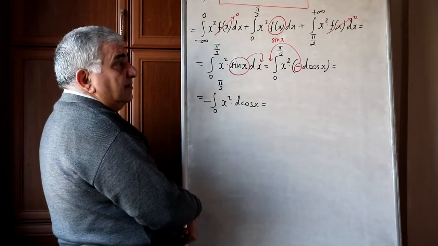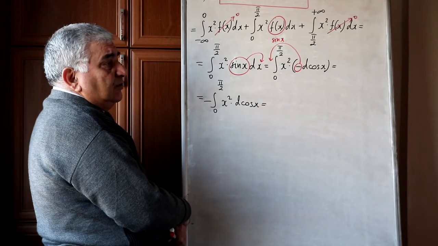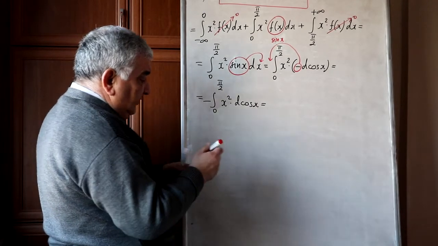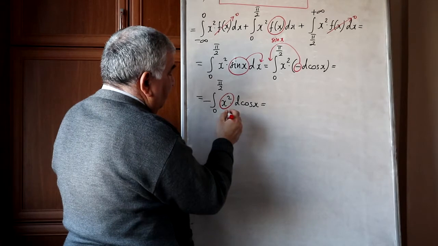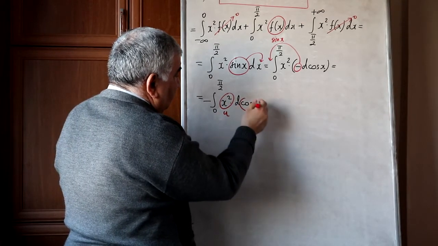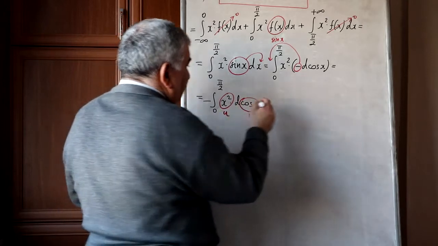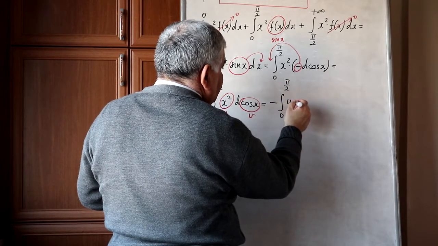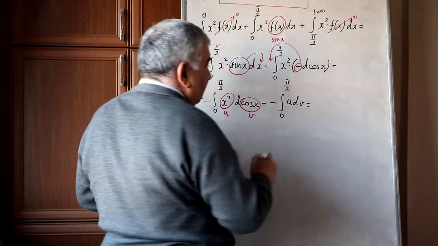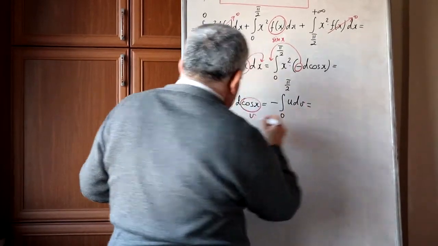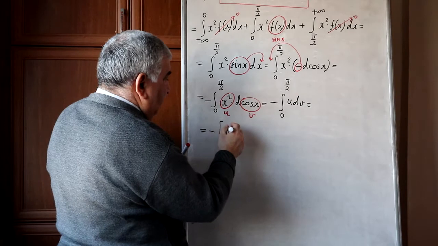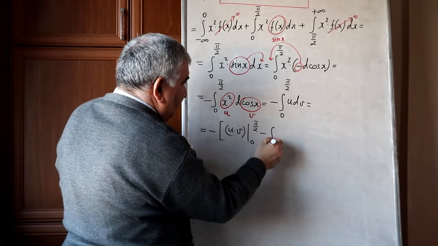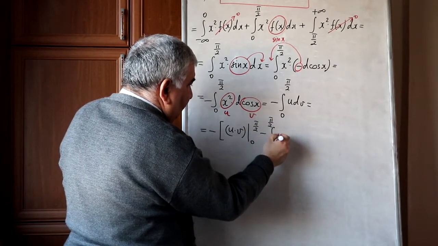Here we must use the definite integration by parts twice. First, denote x squared by u and cosine x by v. Then minus integral from 0 to pi in half of u dv. According to the definite integration by parts, we have minus u multiplied by v from 0 to pi in half, minus integral from 0 to pi in half of v du.